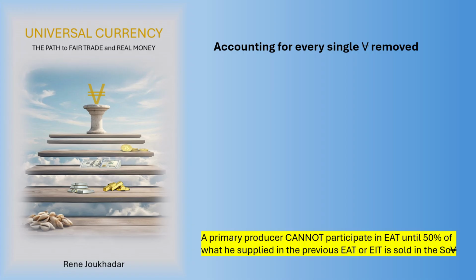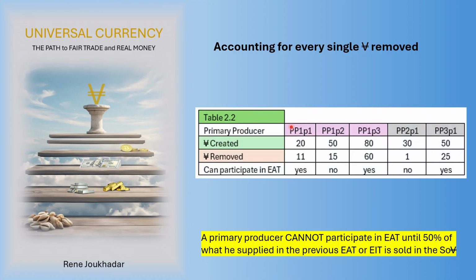Note that all primary products are essential products and will be consumed, so they will all sell. We'll have more to talk about this issue in future slides. What this table shows us are different primary producers. We have primary producer number 1, primary producer number 2, and primary producer number 3. We gave examples of primary producer 1 having 1, 2, 3 products, and then primary producer number 2, 1 product, and primary producer number 3, 1 product.